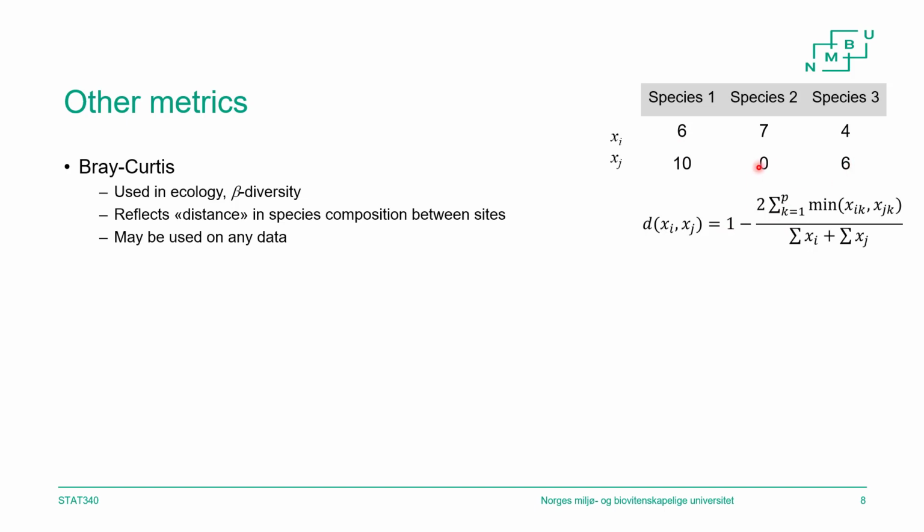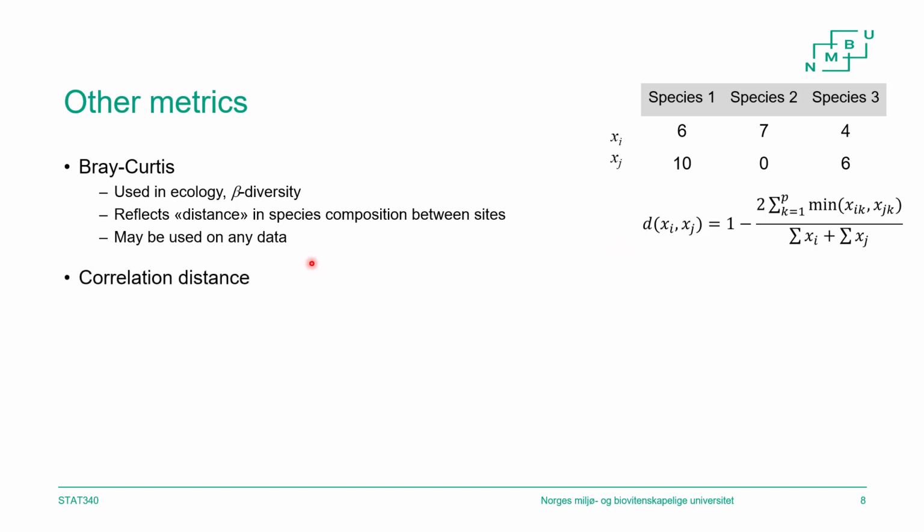You can also see that if there's a 0 in one of the columns here, one of the rows here, and there's a 0 here, and there's a 0 here, then the sum of this here becomes 0. And then the distance becomes 1. So that's the maximum distance you can have in terms of Bray-Curtis. The maximum dissimilarity you can have between two sites is 1. Not all distance metrics have this maximum property, but this one has.